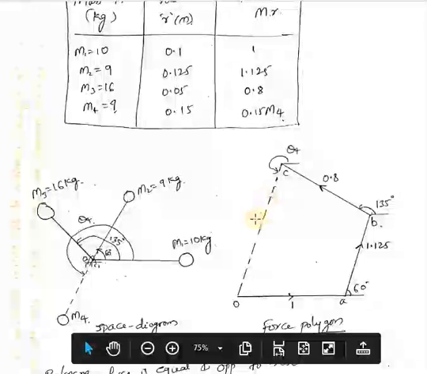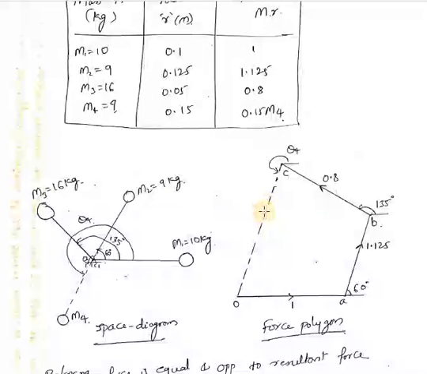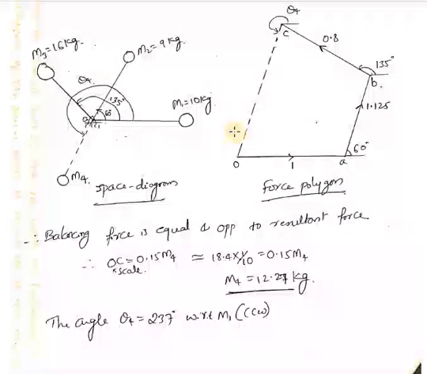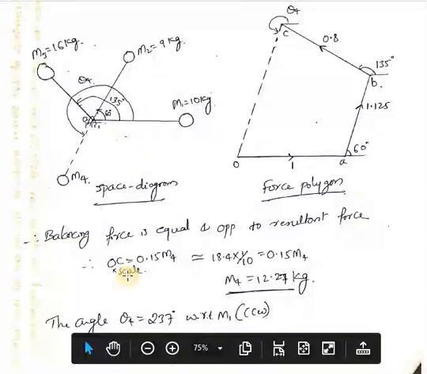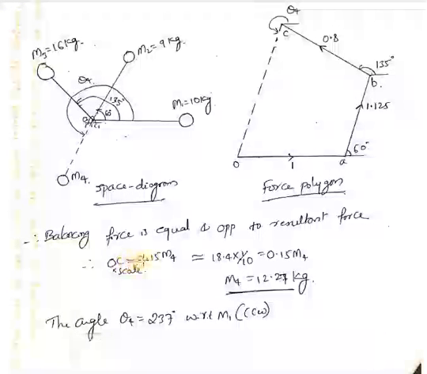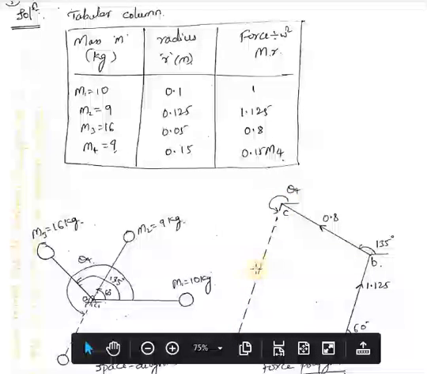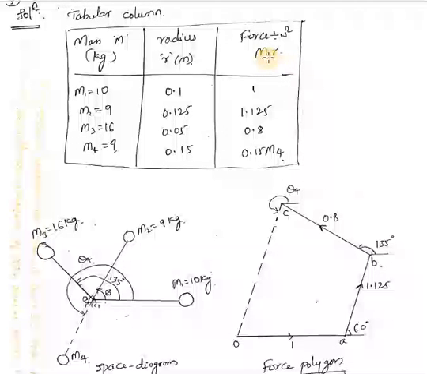Okay, so length of this line is going to be equal to the force due to mass M4, that is force due to unbalanced mass. For that, you measure the length of this line. So for perfect balance, it should be equal and opposite to the resultant force. So OC into scale, whatever the scaling factor you have taken, should be equal to 0.15 into M4. This 0.15 into M4 is in your tabular column. It should be equal to length of this line, because these are the lengths which are taken by the product of M into R, that is force.